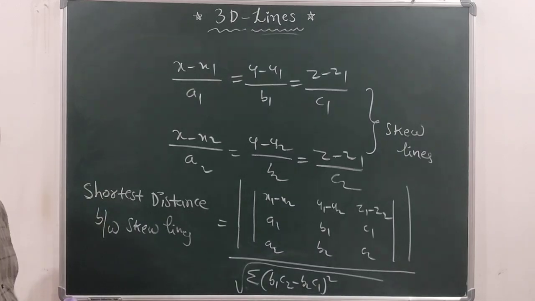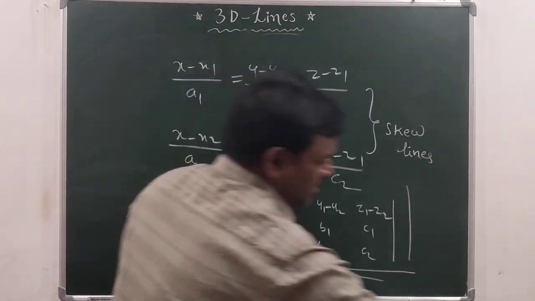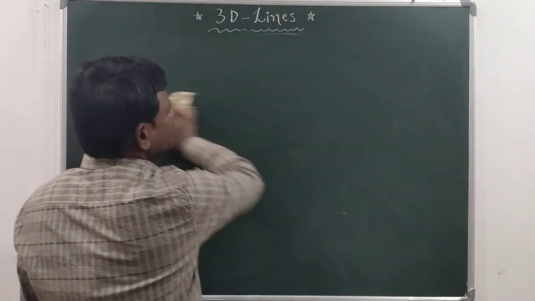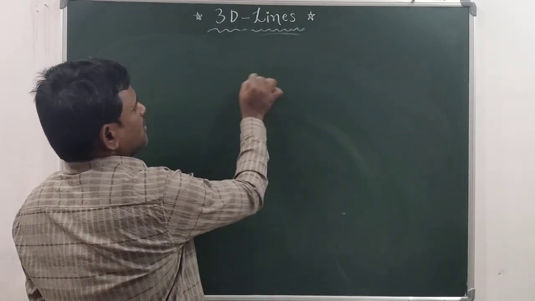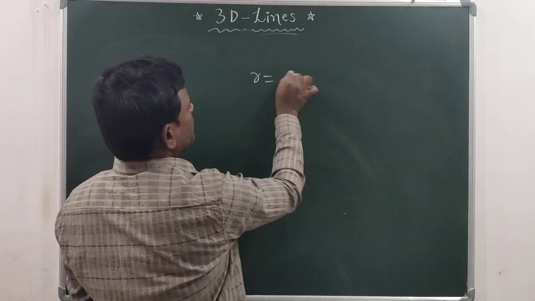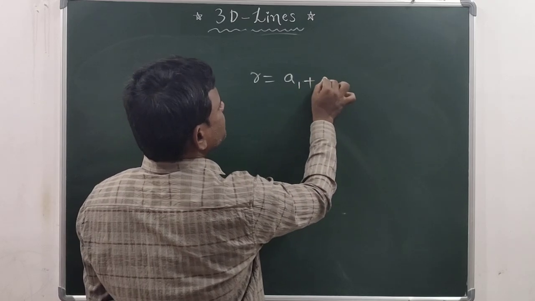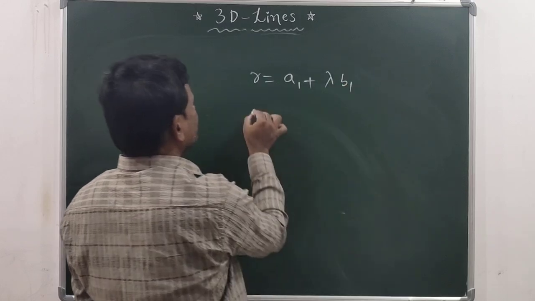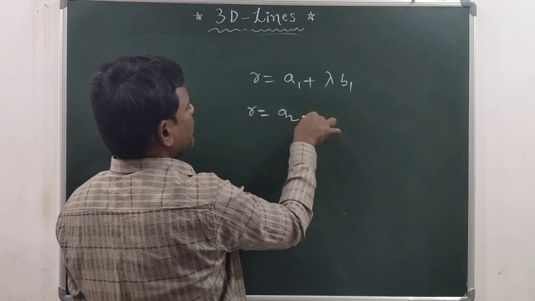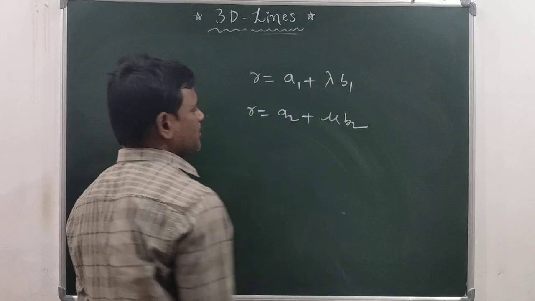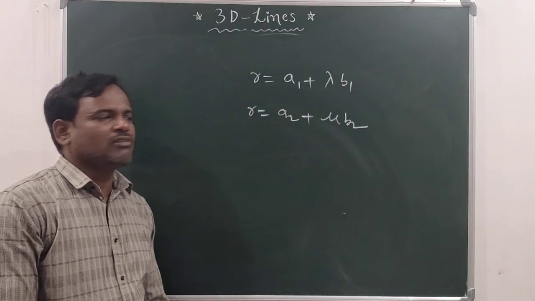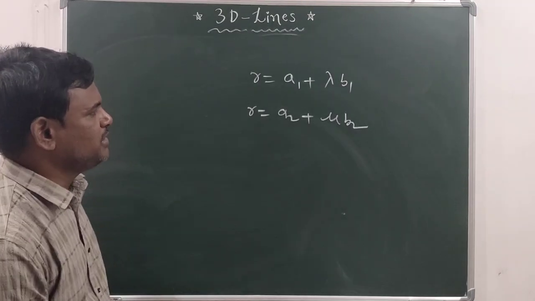So sometimes they will give you these skew lines in vector form. Like this they will give you. See here, vector R equal to A1 plus lambda B1, R equal to A2 plus mu B2. Both are skew lines. Now what is the shortest distance between these two?